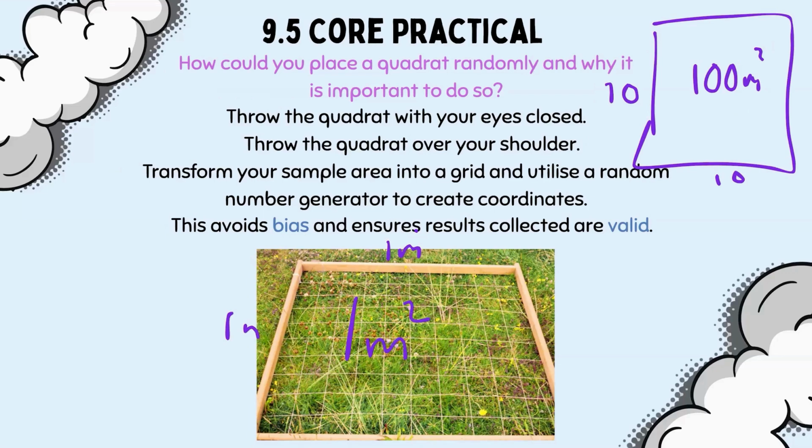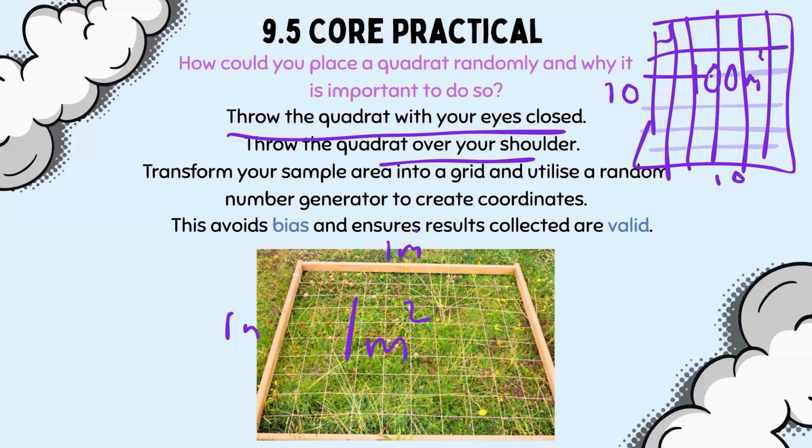Now we can't put 100 of these down to fill this whole space. So what you do instead is you throw the quadrat with your eyes closed into random spaces. You throw it over your shoulder. Or what you can do is on a piece of paper, you split this into 10 by 10 squares, and then you label everything. So you might say this is A, B, C, D, E, F, 1, 2, 3, 4, 5, 6, 7. And then you'd use a random number generator to create the coordinates.